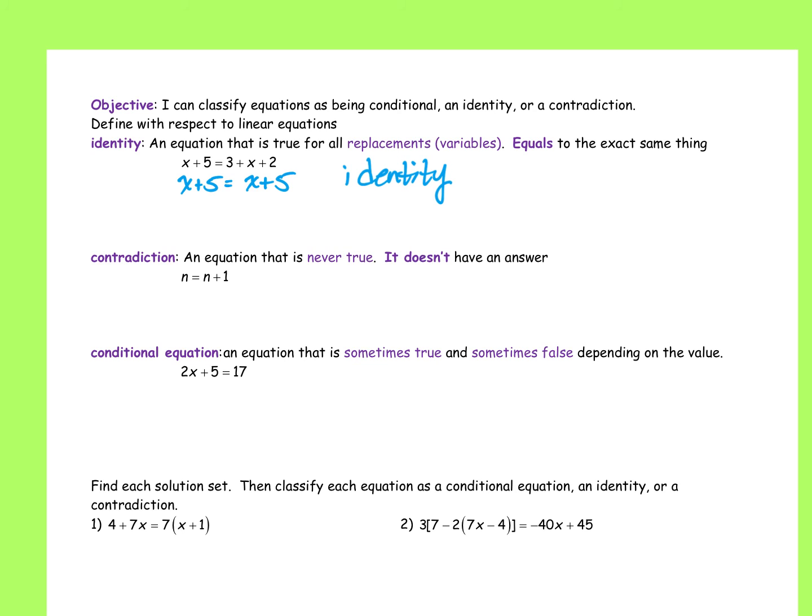Once I get to this spot, if I still go and solve for x, look what happens. I solve for x and I get 5 equals 5. There's no x's anymore. When I solve for an identity, the x just kind of goes away. I'll get 5 equals 5, or if I subtract 5 from both sides, I'll get 0 equals 0. I'll just get the same thing equaling the same thing. Does that make sense? Okay, the next one is called a contradiction.